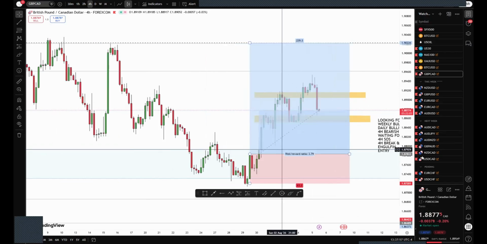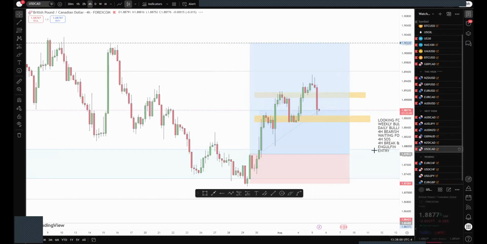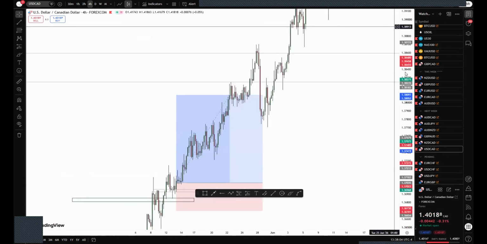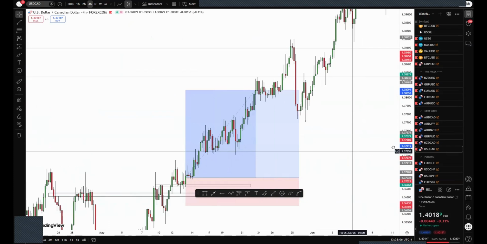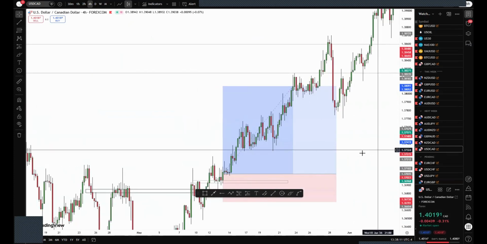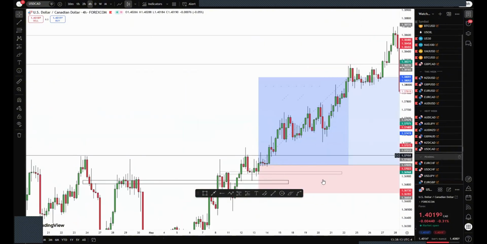I think the best example I can give you is just this USD CAD pair. I think that's the same trade I took. Is it the same trade I took? Yeah. You can see, look at what happened here.